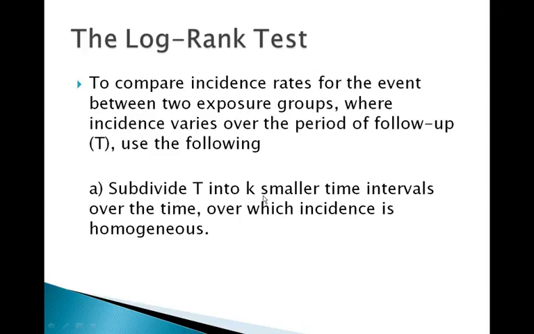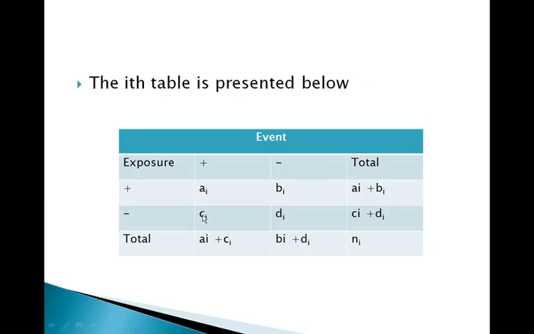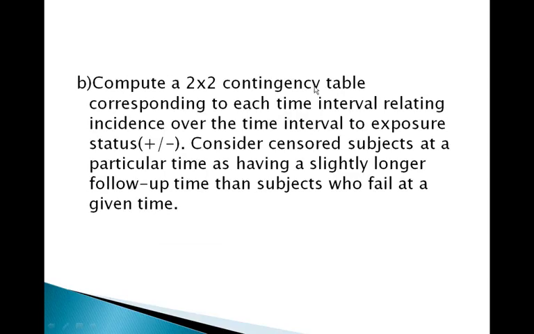We subdivide the follow-up time into k smaller time intervals over which the incidence is homogeneous. And we compute a 2x2 contingency table that corresponds to each time interval, relating incidence over the time interval to exposure status, either exposed or unexposed.